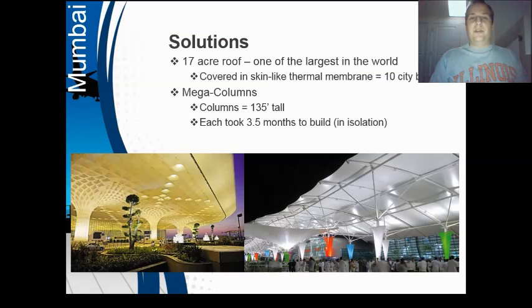So a little bit more about the roof. It's 17 acres, one of the largest roofs in the world, covered in a skin-like thermal membrane that totals about 10 city blocks. And it's supported by not just columns, mega columns, 135 feet tall, and each took 3.5 months to build in isolation. As you can see, the finished product down below, though, the bottom left, I think is a pretty cool picture and a good representation of what the design led to for this airport.